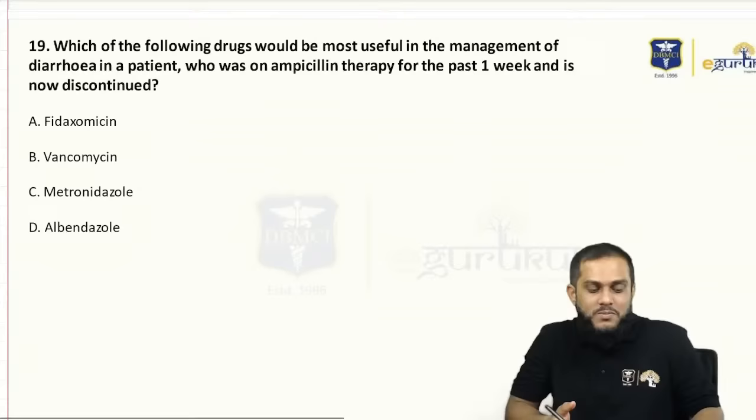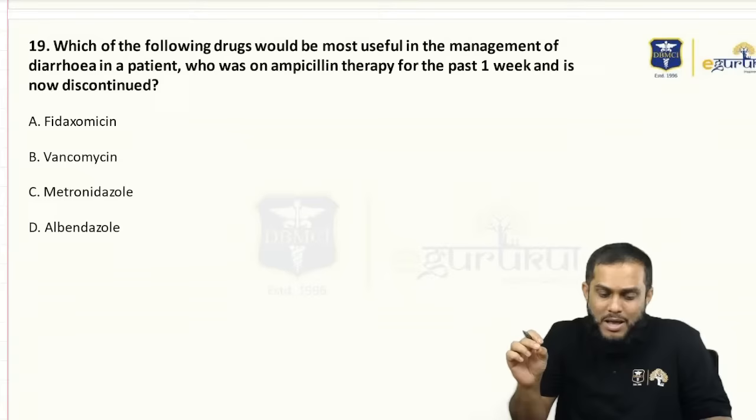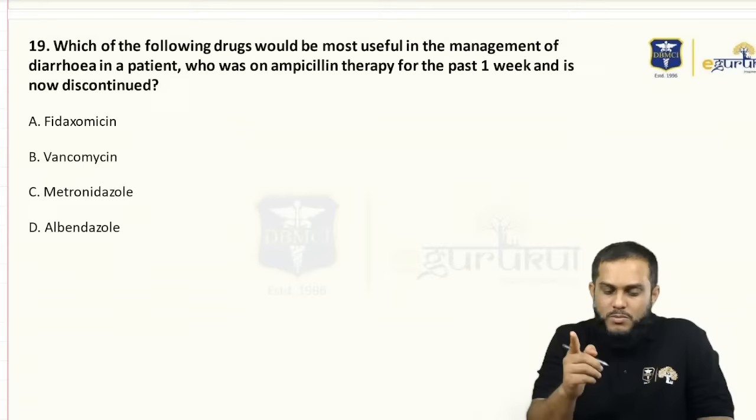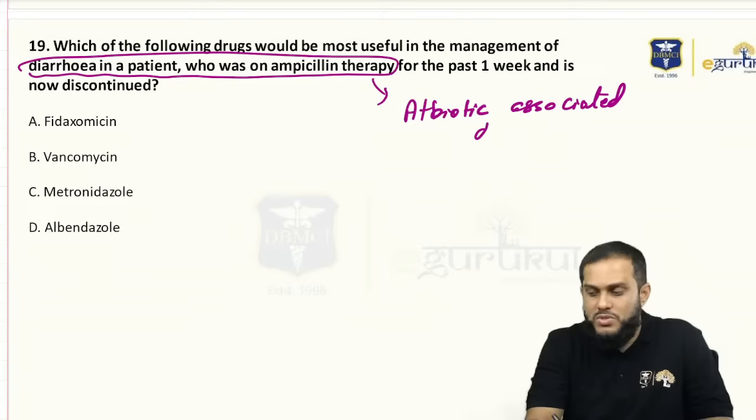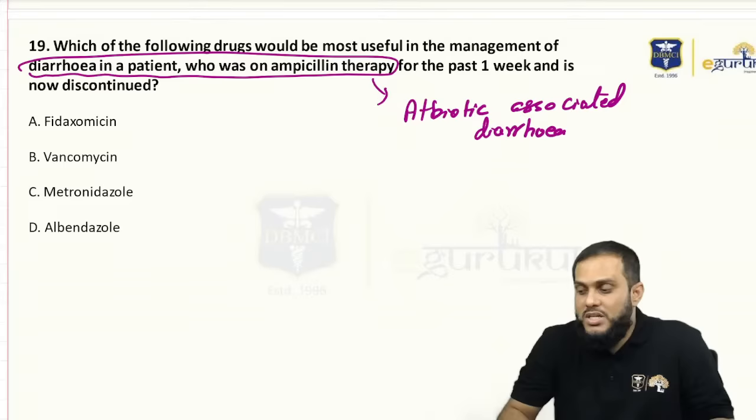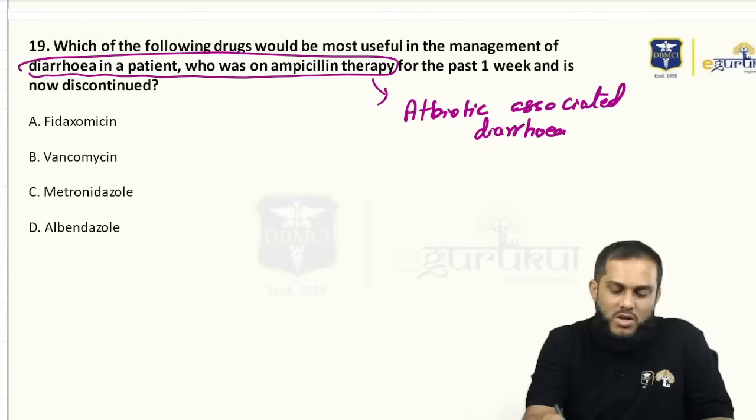Which of the following drugs would be most useful in the management of diarrhea in a patient who was on ampicillin therapy for the past 1 week and is now discontinued? Diarrhea in a patient who was on an antibiotic: the diagnosis is antibiotic associated diarrhea, which is caused by Clostridium difficile.